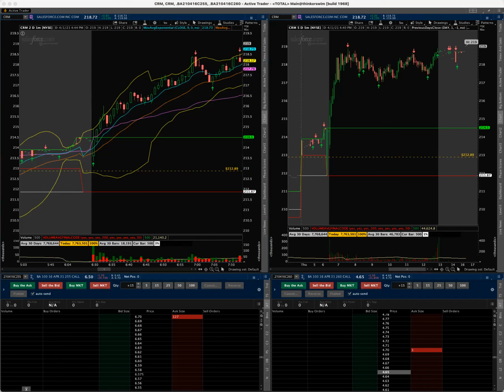Now going back into that thesis of CRM, we're looking for that bullish momentum play because we saw it very close to touching that 213 mark. Which again, 213 is right here. And this green line right here is our pre-market high, and this red line right here is our pre-market low.